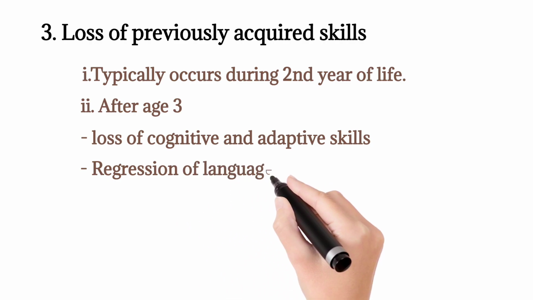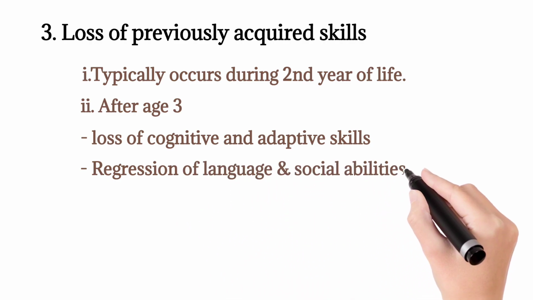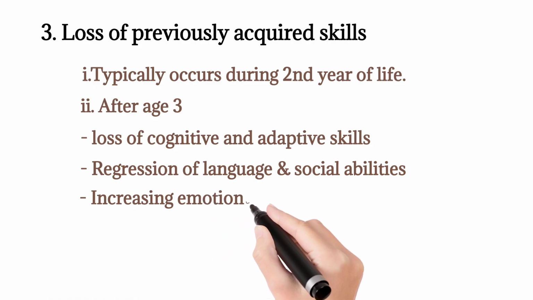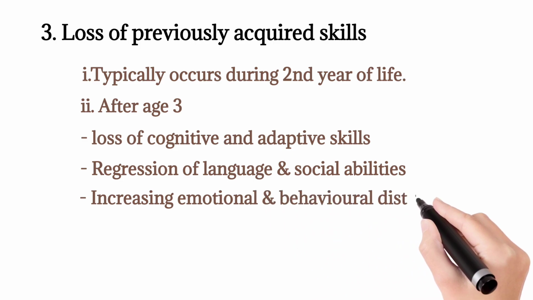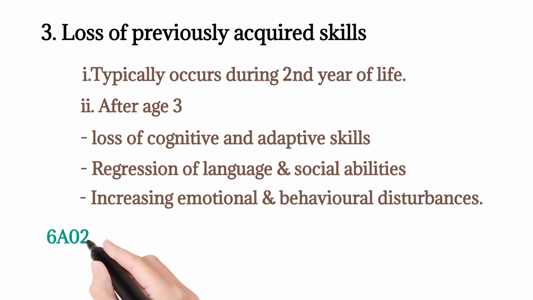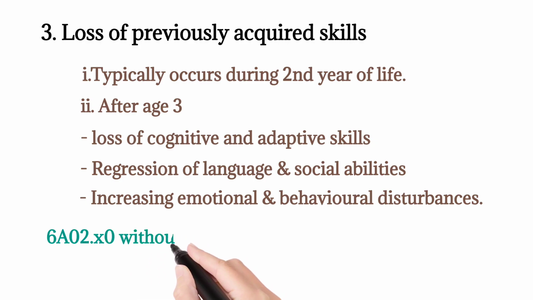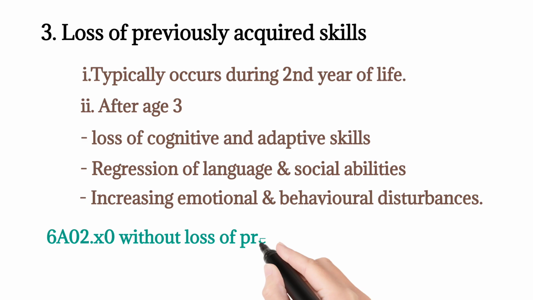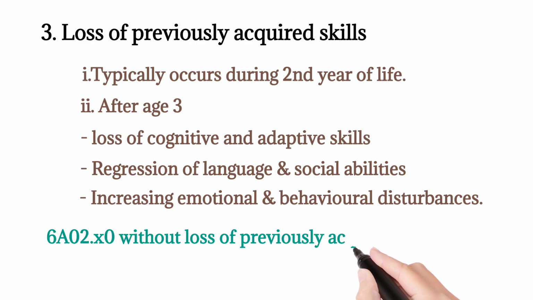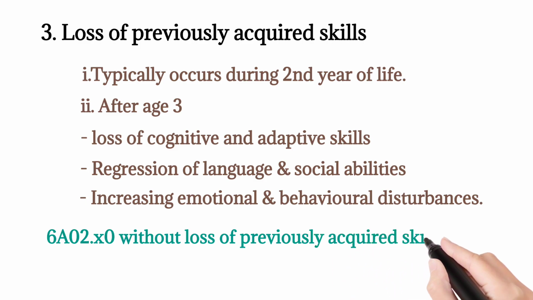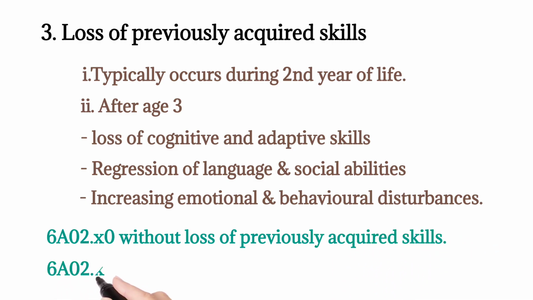Next is regression of language and social ability, and it also involves increasing emotional and behavioral disturbances, and it may be represented as 6A02.x0 without loss of previously acquired skill, and next specifier is 6A02.x1 with loss of previously acquired skill.